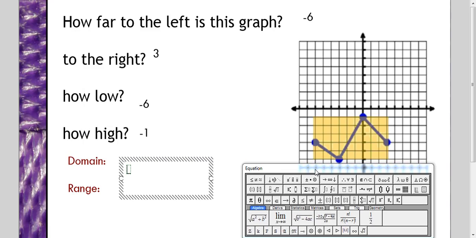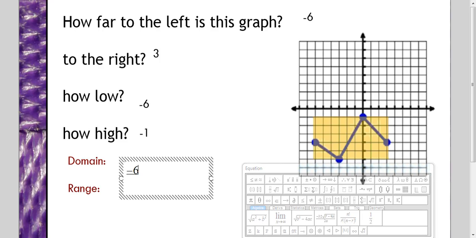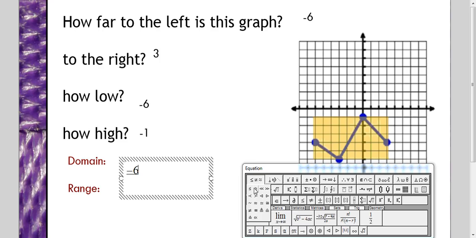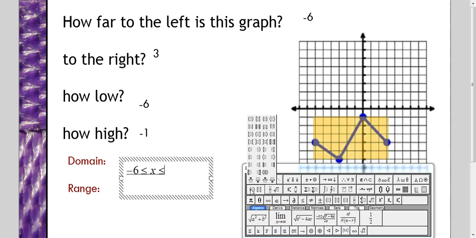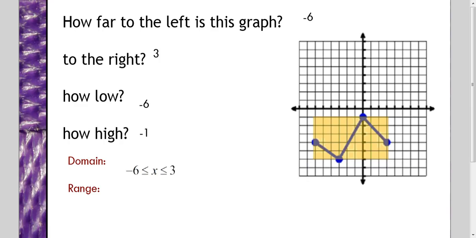So your domain here, I'm going to guess you got right. If I had to guess if you got one right and one wrong, domain, I'm going to guess you're going to say, okay, that's going to be -6 is less than x, which is less than or equal to 3. All right? Now, why do I say that? I say that because of this.